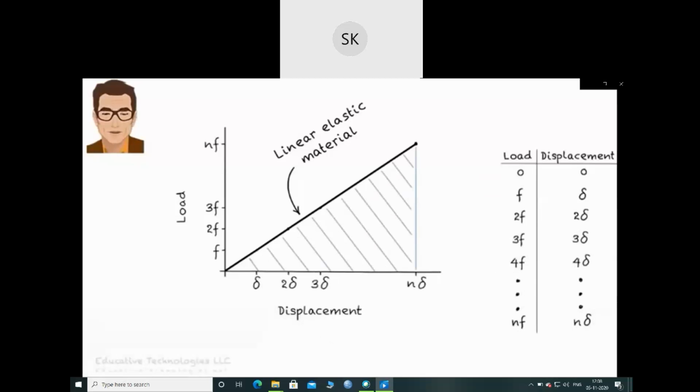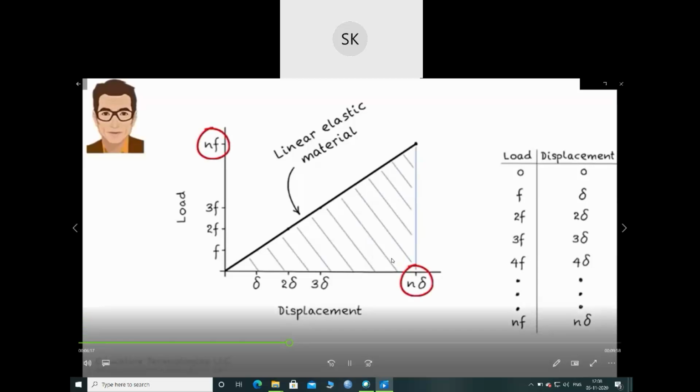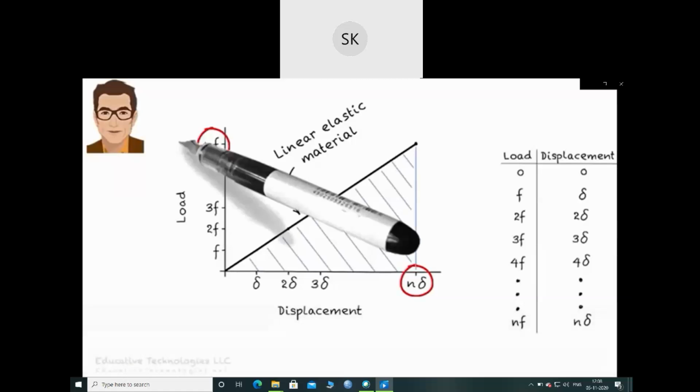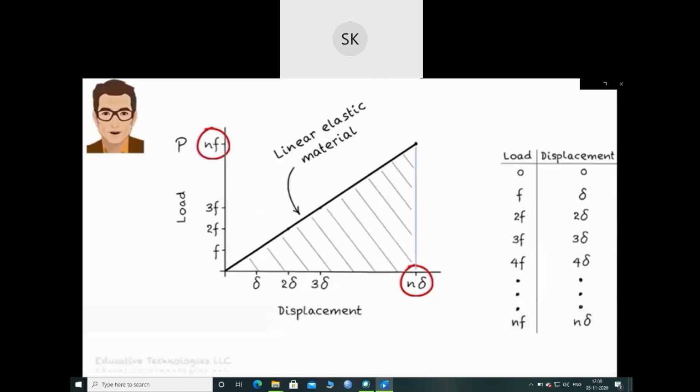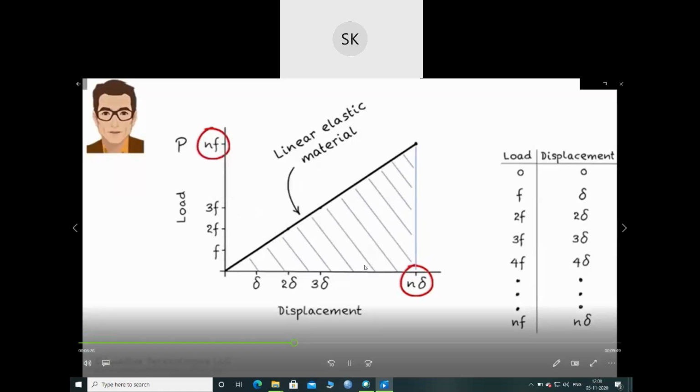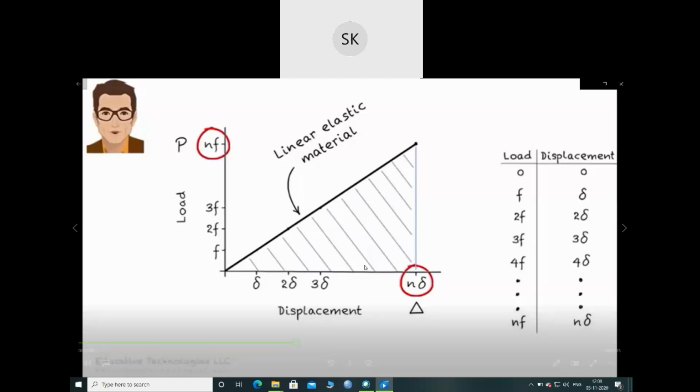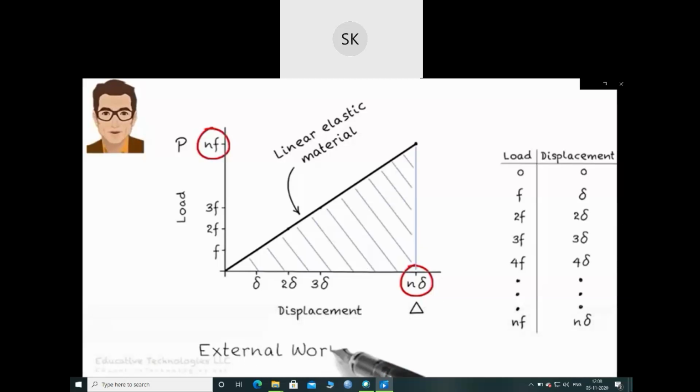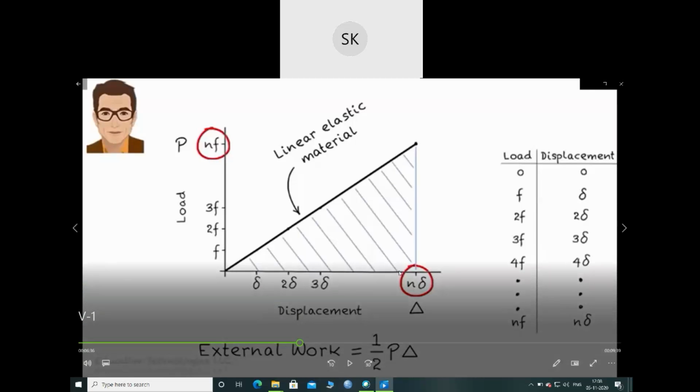This is the area of the triangle with height NF and base N delta. Since NF is the total applied load, let's call it P, and N delta is the total displacement under the load, let's refer to it as big delta. Then external work equals 1/2 P delta. So this figure represents a triangle. How do we find the area of a triangle? It will be half base into height.